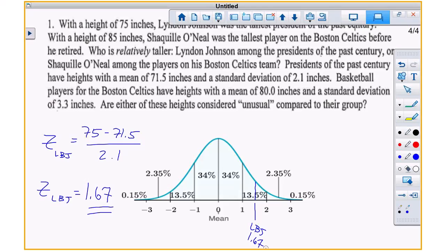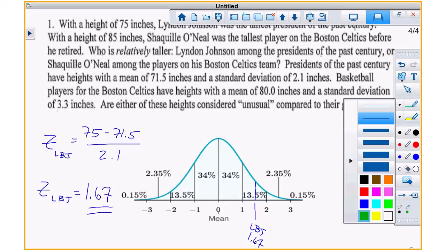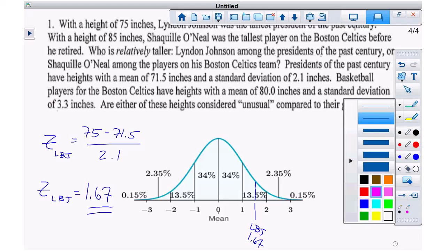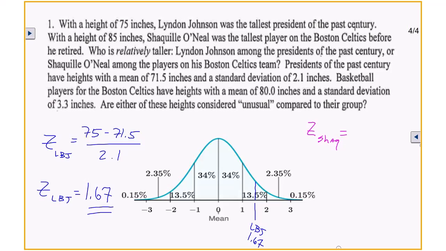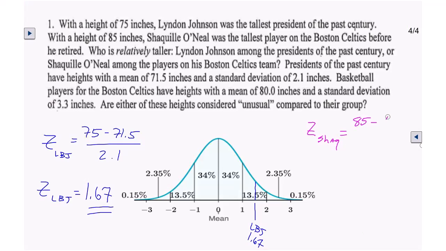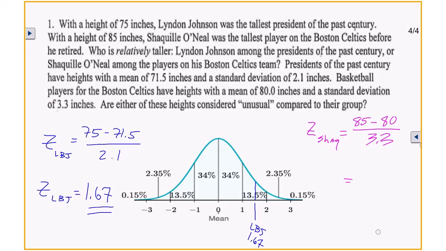Now we'll do Shaq in, well, it's not purple. He was a Laker, but we'll do as close as we can get. If I do it in yellow, y'all complain too much about not being able to see it, so I'm not going to do it in yellow. All right, so Z for Shaq is equal to, how tall is Shaq? 85 inches, minus 80, over 3.3. Somebody give me that one. 1.51. So that is right here.